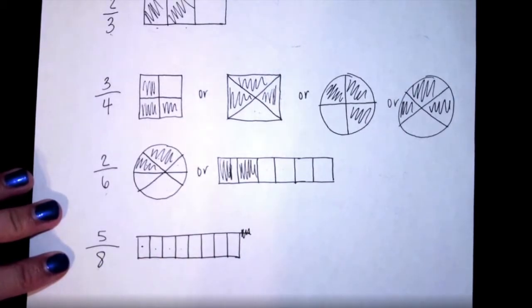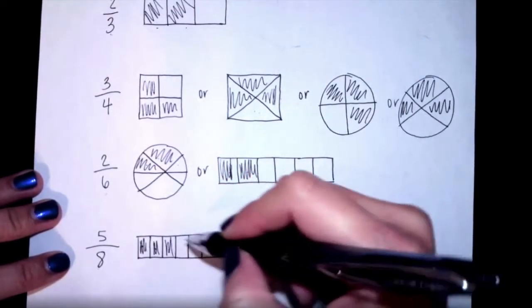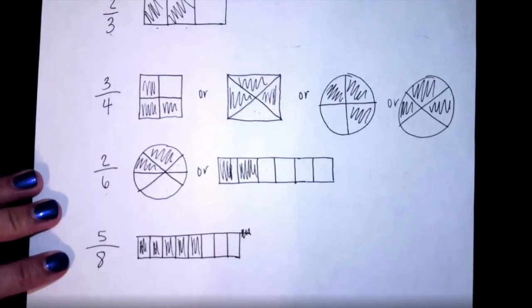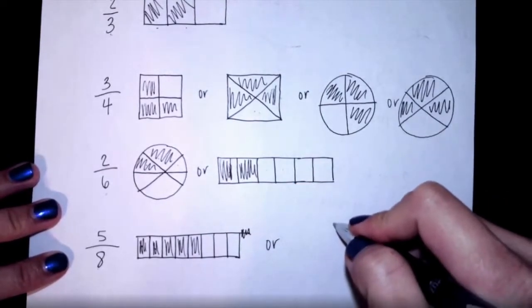because I have an 8 on the bottom denominator of our fraction. Now I have 5 on the top, which means just like all the others, I want to shade that many parts. So I would color in 1, 2, 3, 4, 5. Okay. You could also use a circle.